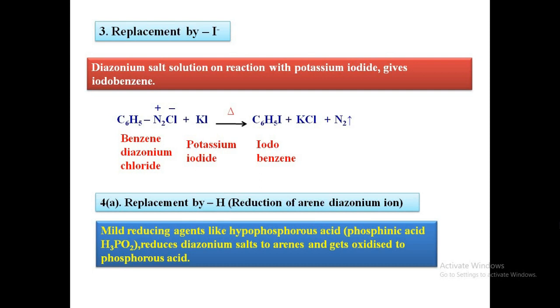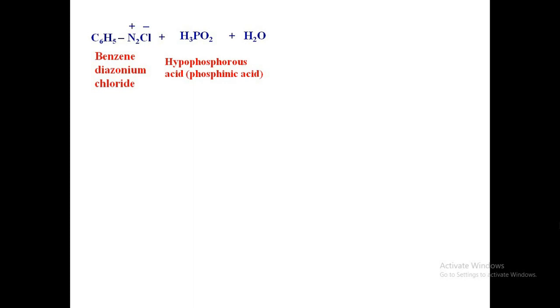Let us consider the reaction of benzene diazonium chloride with hypophosphorus acid, also called phosphinic acid, in the presence of water to form benzene with the liberation of nitrogen vapors, phosphorus acid and hydrochloric acid.